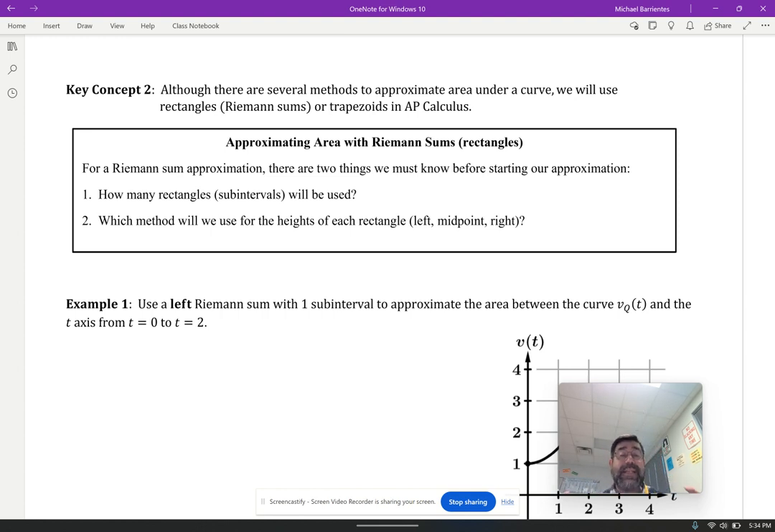So the second big idea is this. There's several methods to approximate area under the curve. We're specifically going to deal with two shapes to do that. The first shape would be with a rectangle, as you saw in the previous video. We call those Riemann sums, and you're going to see shortly why we call them Riemann sums. And the second shape we're going to use primarily to estimate is the trapezoid. And we saw that in the previous video.